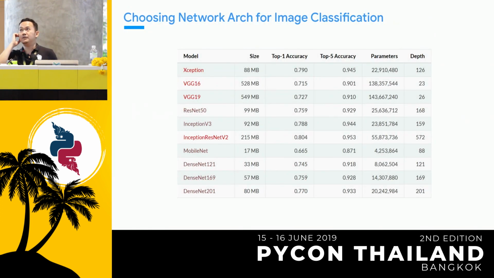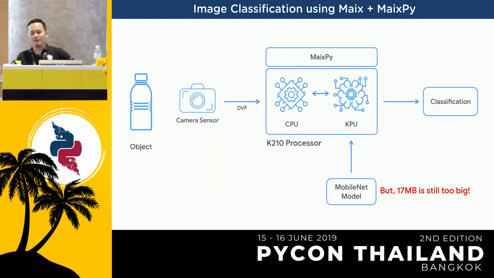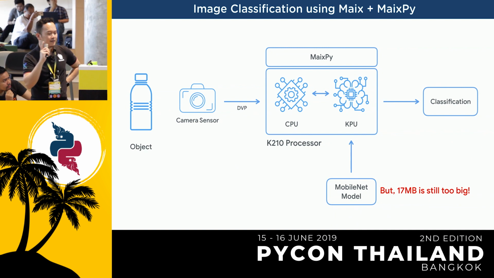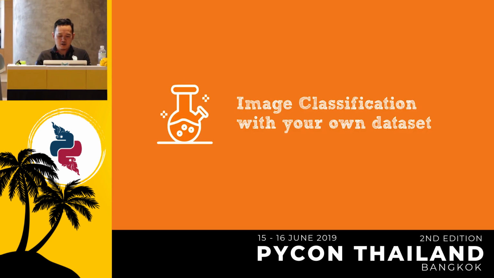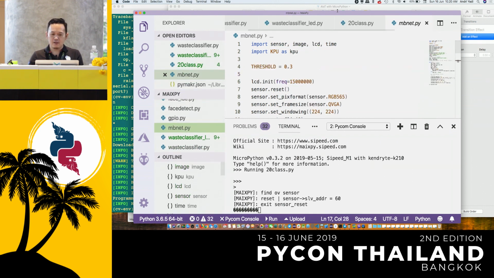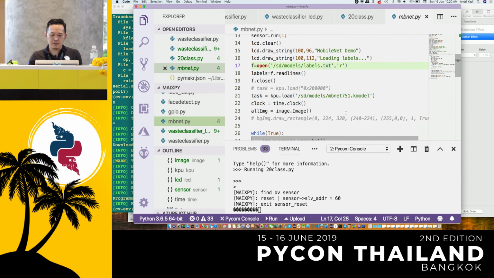Of course, you know image classification. For image classification, we need to choose the architecture. Which one do we choose? It's impossible to use VGG, for example, at 500 MB. So the closest candidate is MobileNet. But MobileNet is still too big, at 70 MB. If you remember, the static RAM that the device has is only 8 MB. So how can we do it? I want to use the general MobileNet architecture in order to do image classification.